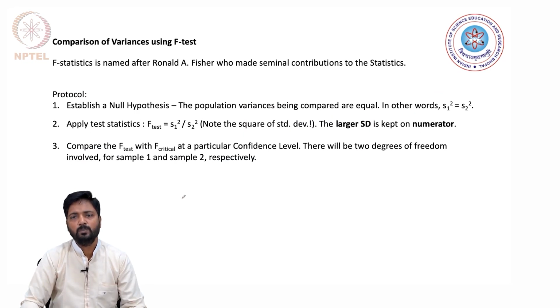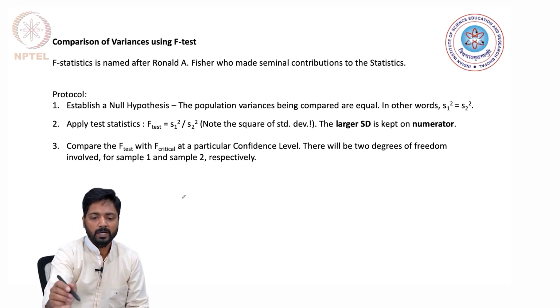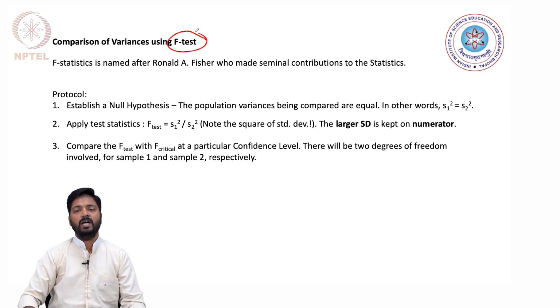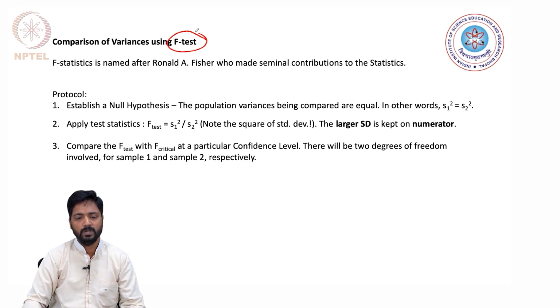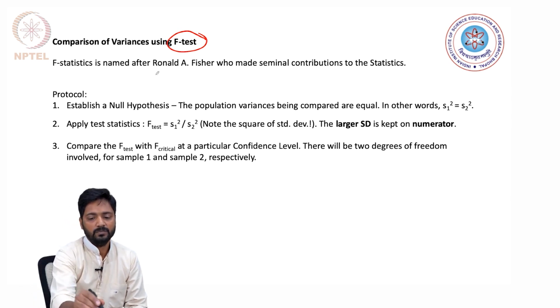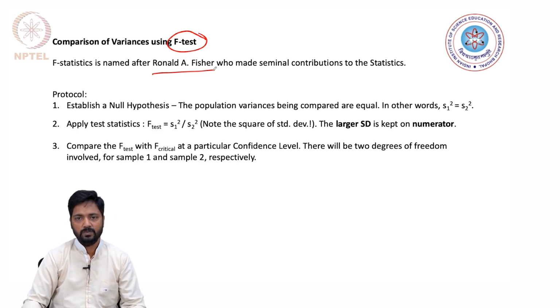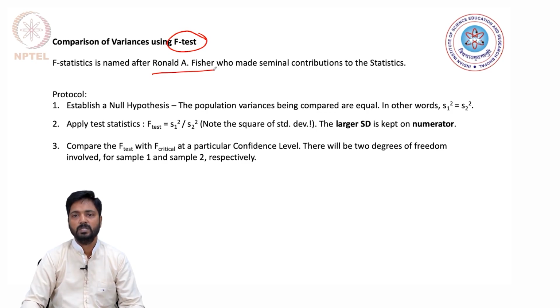At this point, it is important that we look into how variances are compared in statistics, and for that we employ a test which is called the F test, or the F statistics, which is employed when we are comparing the variances, or in other words the precision of two measurements. So just a brief aside, the F statistics is named after Ronald A. Fisher, who made very significant and seminal contributions in the field of statistics. So to honor him, the F test is named after him.